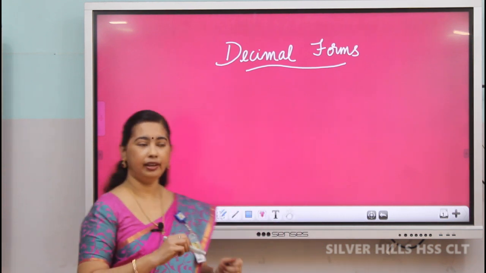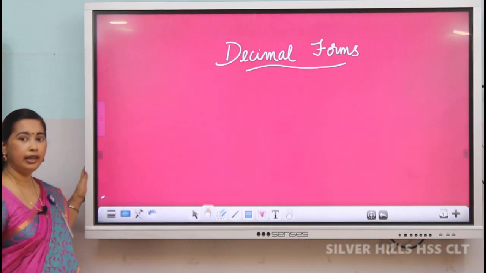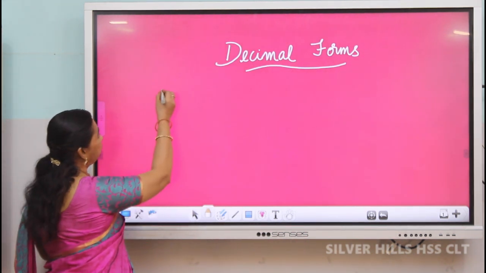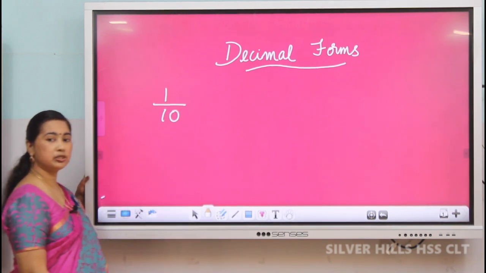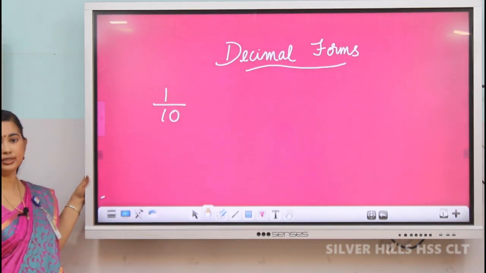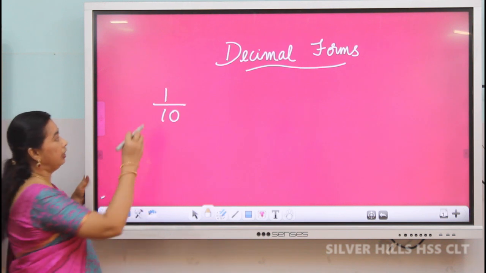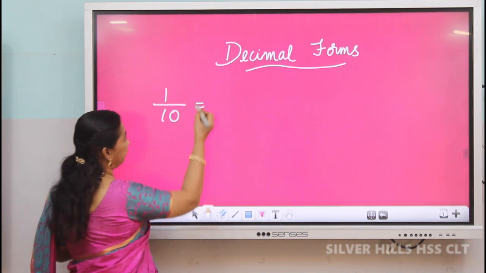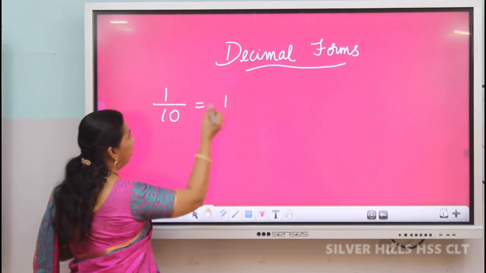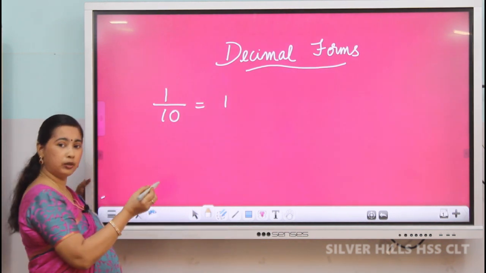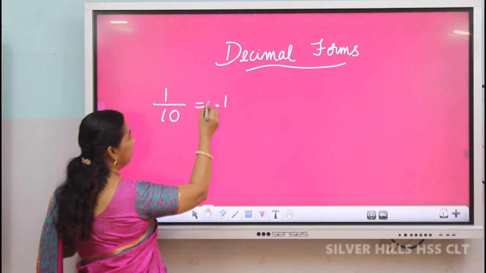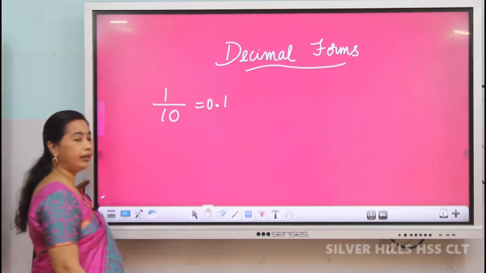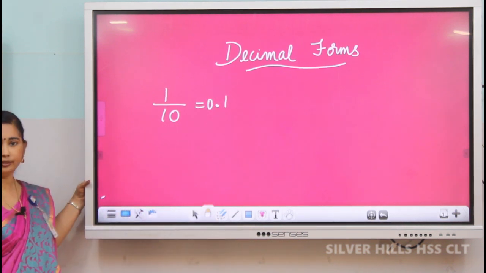You have studied in your previous class, in class 6, how to convert fractions with denominators in terms of 10, 100, 1000, etc. If it is 1 by 10, we will write a 1 and depending on the number of zeros, you will shift the decimal place to the left side. So, 1 by 10 means it is 0.1.